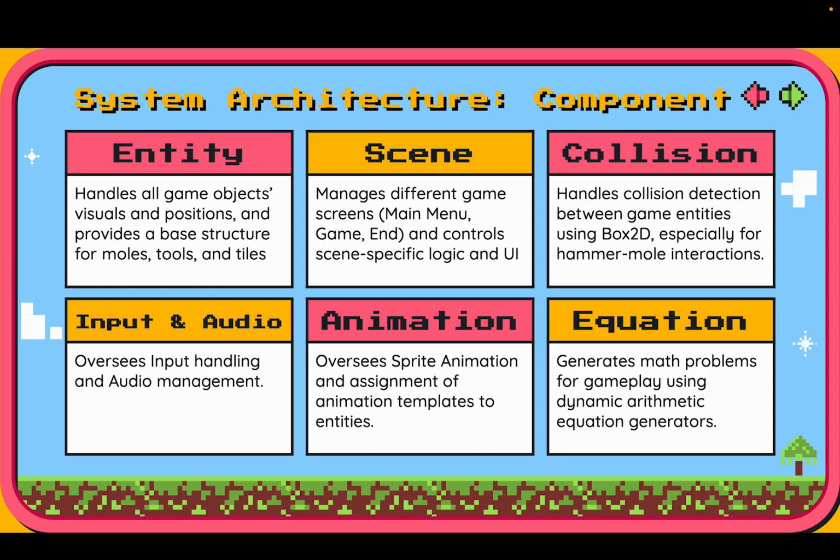The game runs on a custom engine made up of 6 main components. Firstly, we have Entity, which handles all game objects like moles and the hammer. Next, we have Scene, which manages the flow between menus and gameplay. Collision, which detects hits using Box2D physics. Input and Audio manages clicks and plays background music. Animation gives visual feedback with sprite effects. And Equation dynamically generates math equations. This all comes together to create the architecture of our game engine.